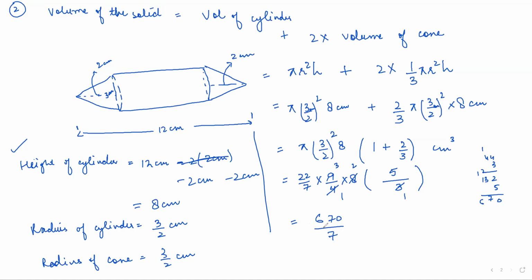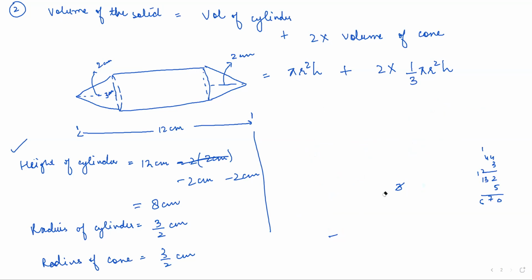Oh, can you tell me the answer given at the back of the book, Hamna? Ma'am, 66 centimeter cube. 66. Is there any mistake we have done? See, volume of the cylinder is pi r square h. That is okay. And volume of cone is 1 upon 3 pi r square h. That is also okay, right? Let us just do the calculations again. Somewhere some mistake we have done.